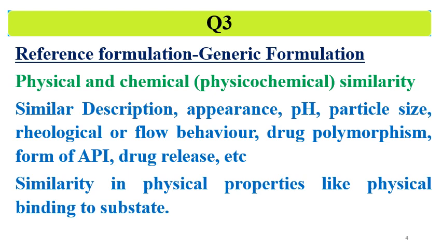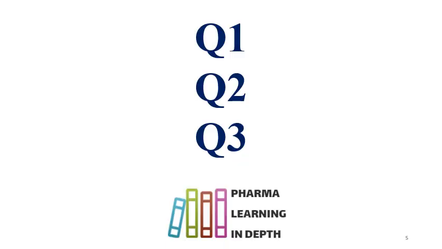So form of the API or polymorphism of the API, then particle size of the API, if it is similar, then it is understood that it is matching the Q3 also. Then drug release is also considered in the Q3. So Q3 is similarity in the physical properties, like physical binding to the substrate. So Q3 is mainly the similarity in the physicochemical properties. So this is the information for Q1, Q2, Q3.